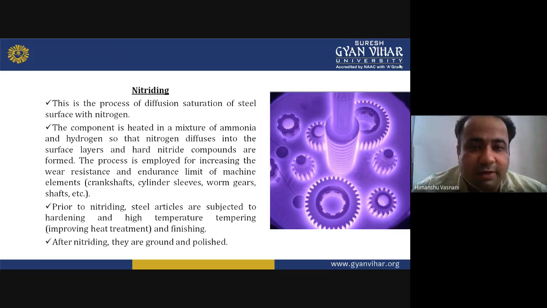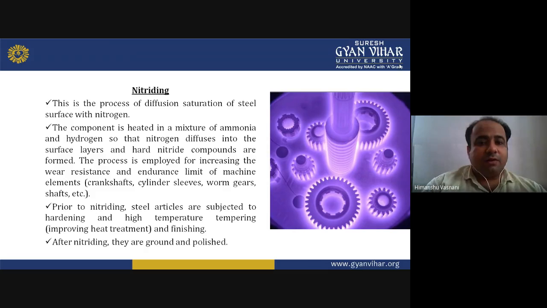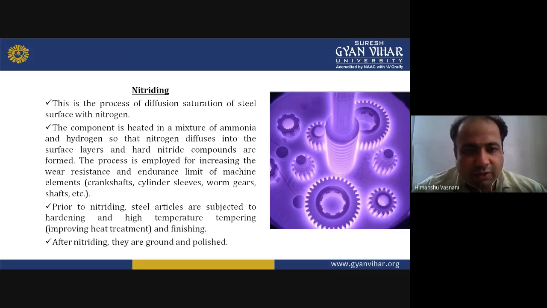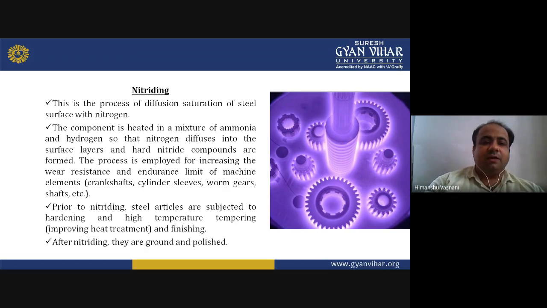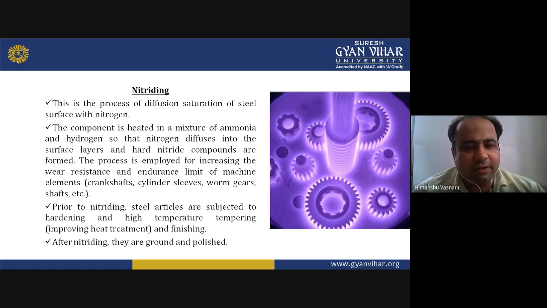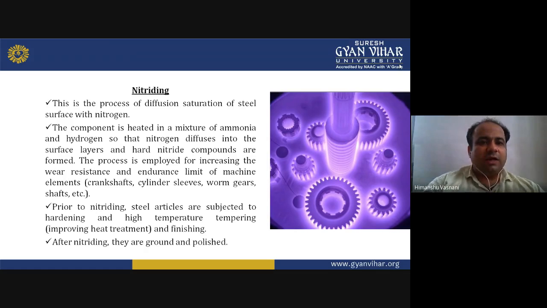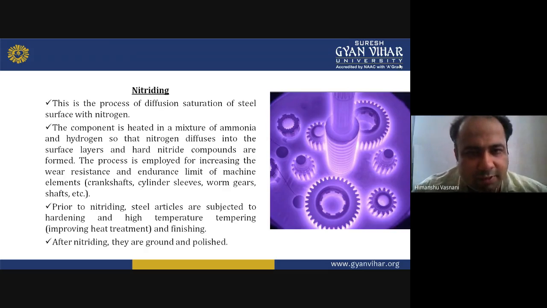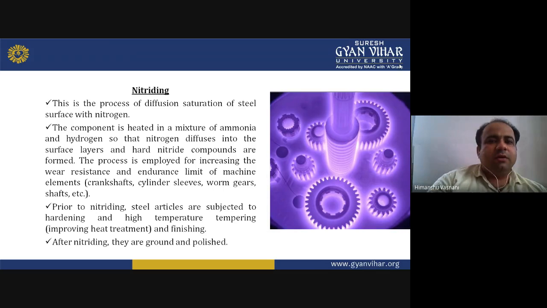The process is employed for increasing the wear resistance and endurance limit of machine elements like crankshafts, cylinder sleeves, worm gears or shafts. Prior to nitriding, steel articles are subjected to hardening and high temperature tempering, which improves machinability and finishing. After nitriding, they are ground and polished. You can see why we are doing this. We are trying to improve the wear resistance and the endurance limit of machine elements. And how are we doing this? We are trying to diffuse the nitrogen into the surface layers.